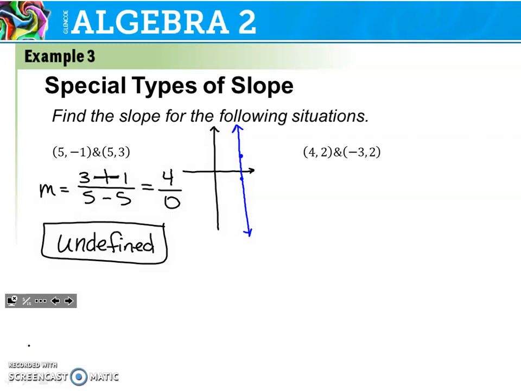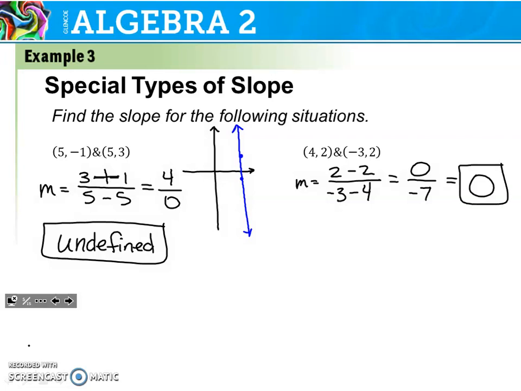Next example over here, this is our last case. m equals, okay, I'm going to do my y's on top, 2 minus 2 over negative 3 minus 4. 2 minus 2 is 0 over negative 3 minus 4 is negative 7. Okay, if you guys plug that in your calculator, you can do 0 divided by negative 7. That is allowed. Okay, some of you guys will get to that spot, circle it, and say that's your answer. That is wrong. Okay, what is 0 divided by 7? 0 divided by 7 is 0. Okay, 0 would be our answer for that.